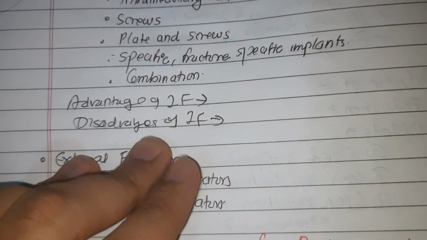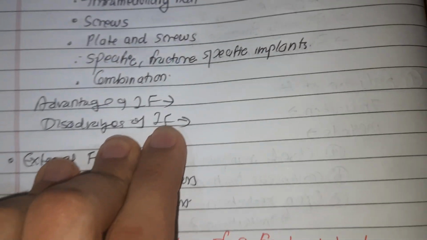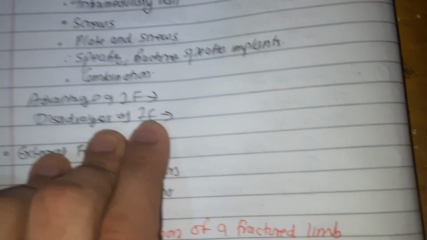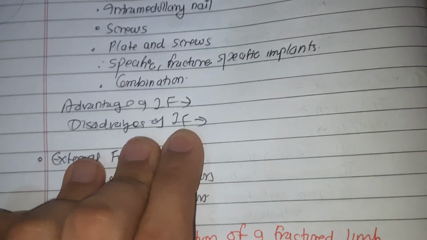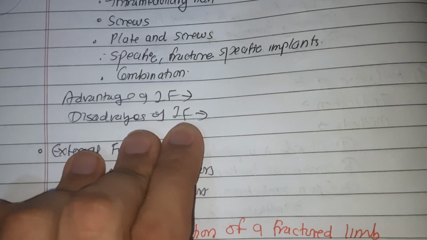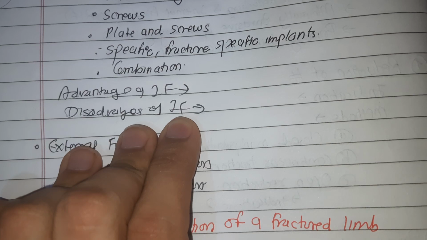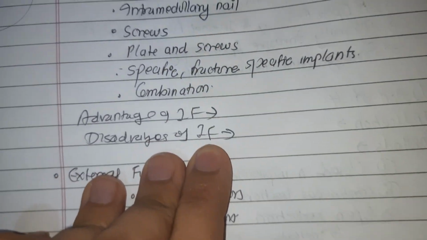And the disadvantages of internal fixation are infection and non-union. It needs a trained orthopedic surgeon, free availability of the implant, and a good operation theater. Failure of which may result in internal fixation being not only poor but disastrous.